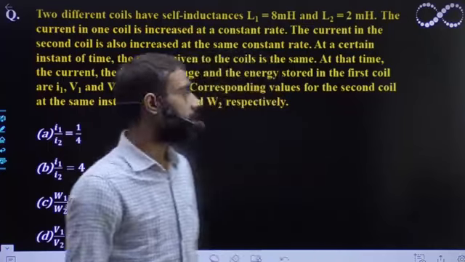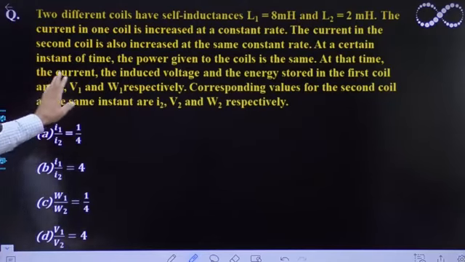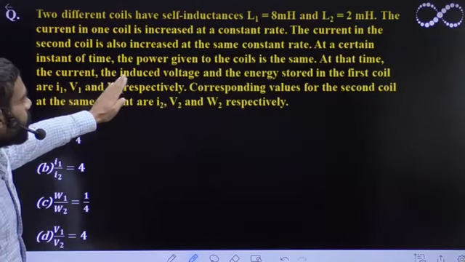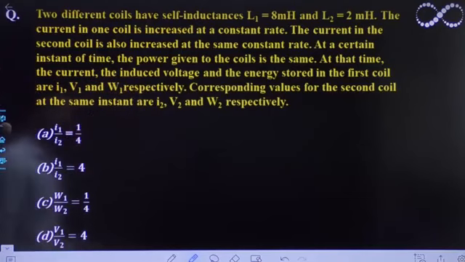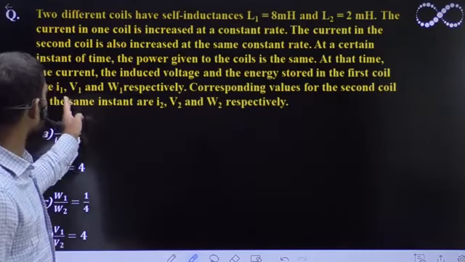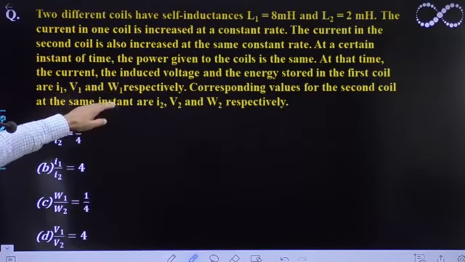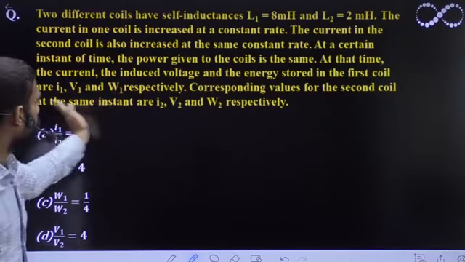Hello students, let's look at a question. In this question there are two different coils with self inductance given. The current in the coil 1 is increased at a constant rate and the current in the second coil is also increased at the same constant rate. At a certain instant of time the power given to the coils is also the same. At that time the current, the induced voltage and the energy in the first coil I1 are given, the energy stored is this, and for the second it is this.